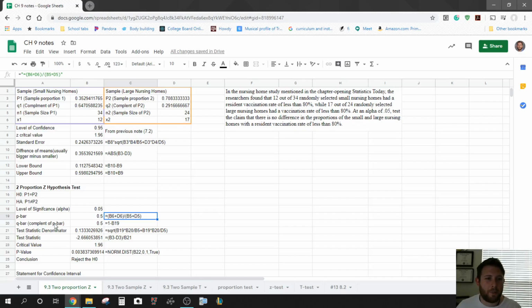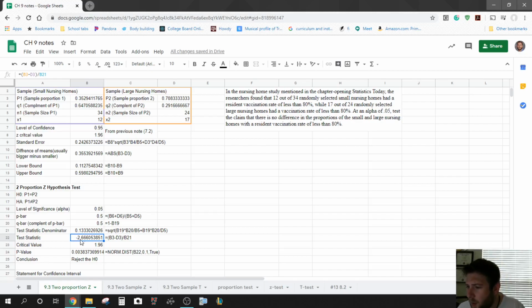You're also going to need Q bar, the complement to that, which is 1 minus P bar. And you definitely want to do the formula for this because it will automatically do it for you in the future if you need to. Because the denominator was a bit complicated, I went ahead and did the denominator separate from the test statistic. Once again, you usually want to do the absolute value here. It makes the calculation a little bit easier.